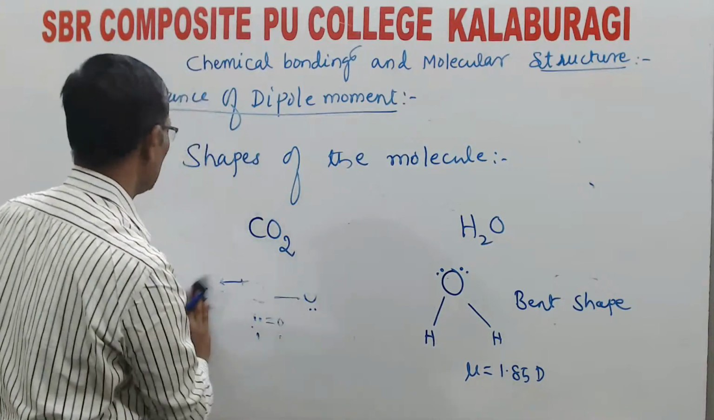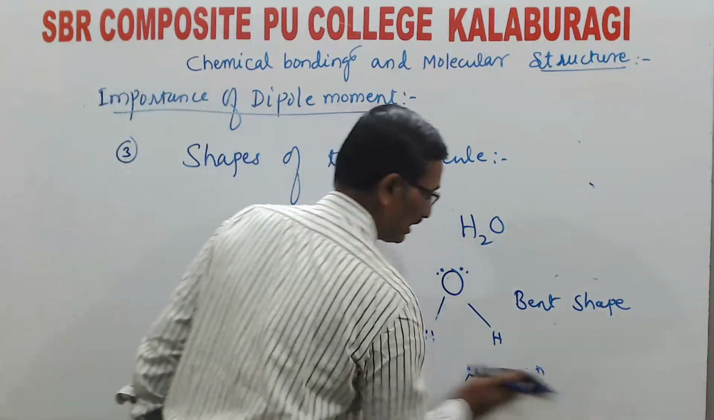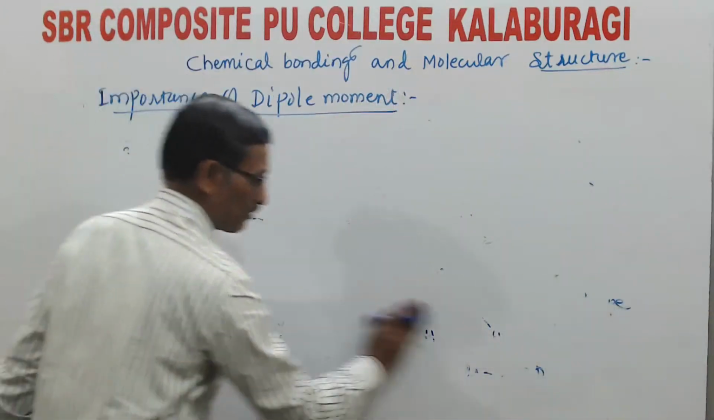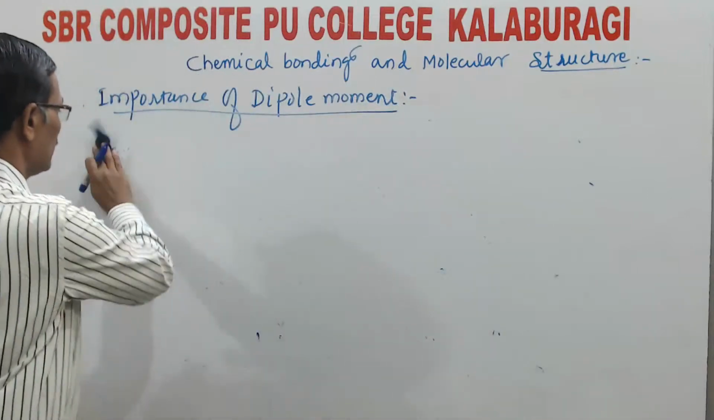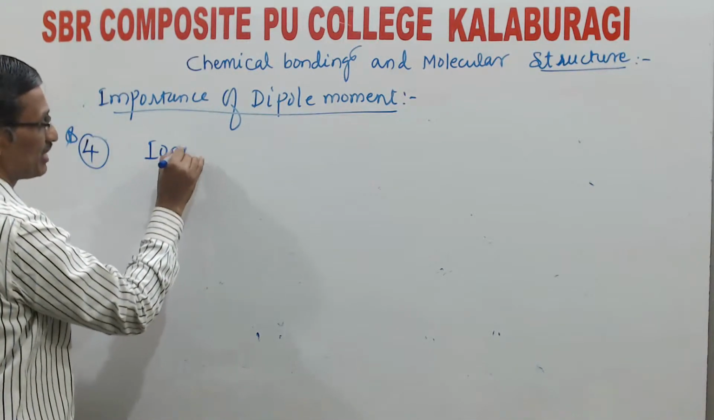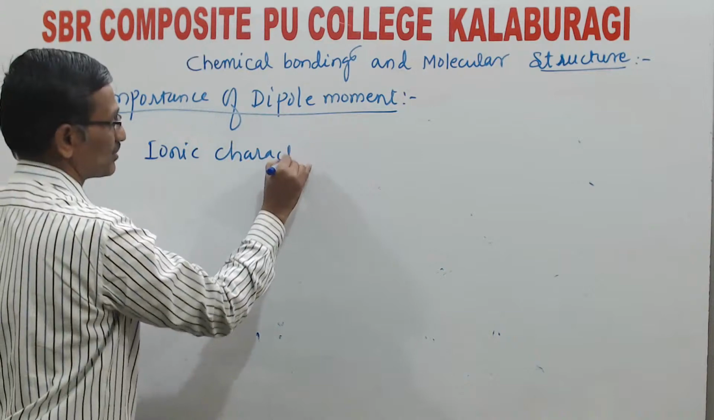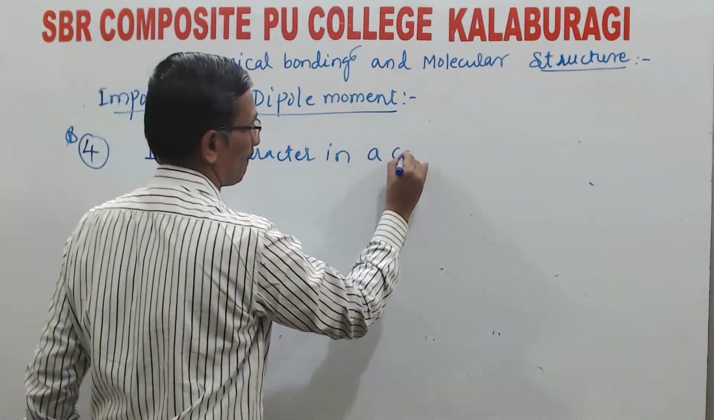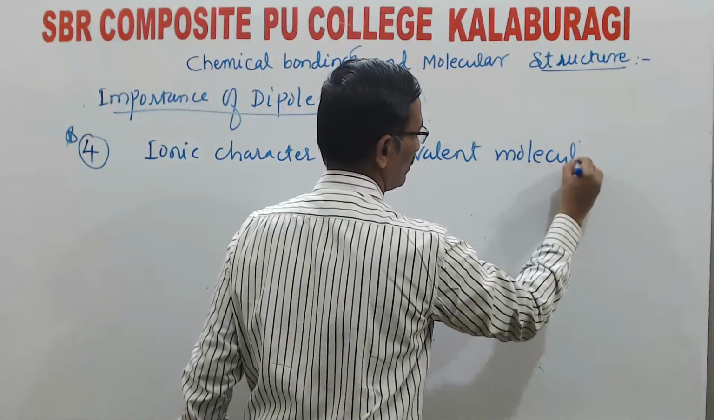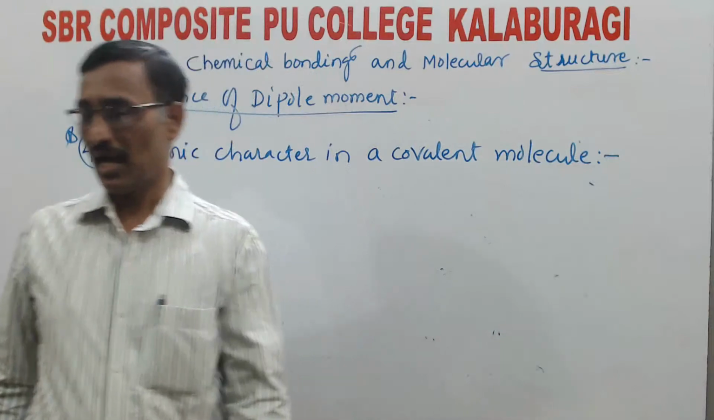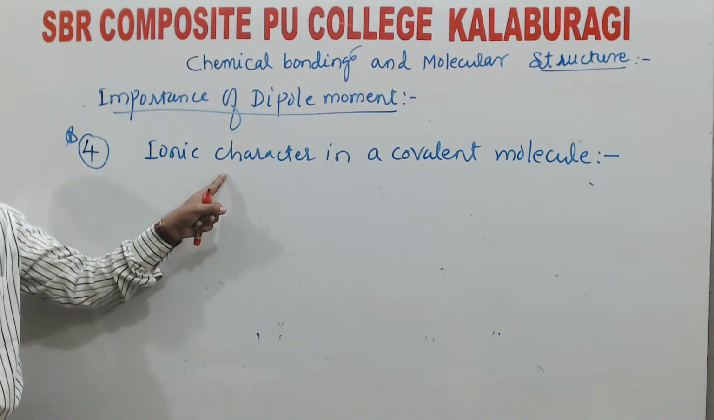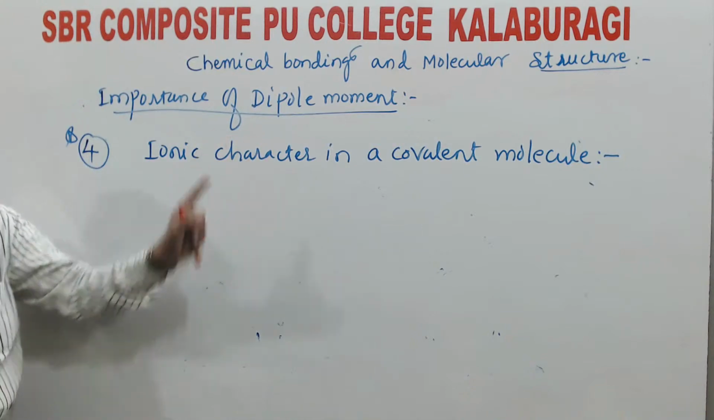So coming to the next, very important, the uses of this dipole moment. Listen to me very carefully. Now, ionic character in a covalent molecule. Is it possible? Is it possible to see the ionic percentage? Ionic percentage. If you are going to consider the ionic character in a covalent molecule, what it means?